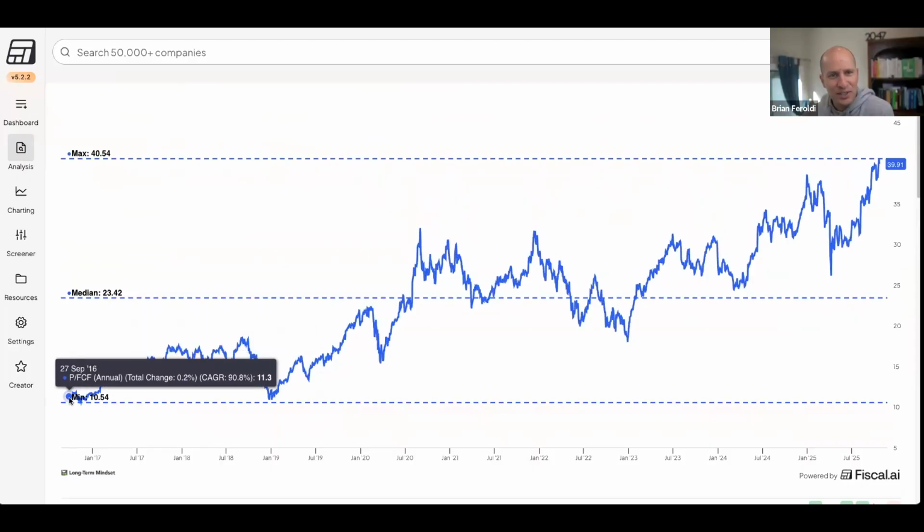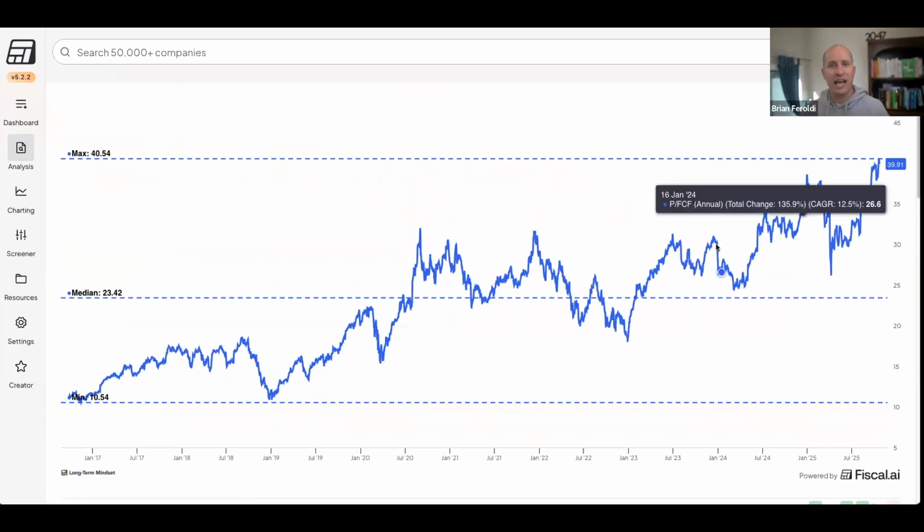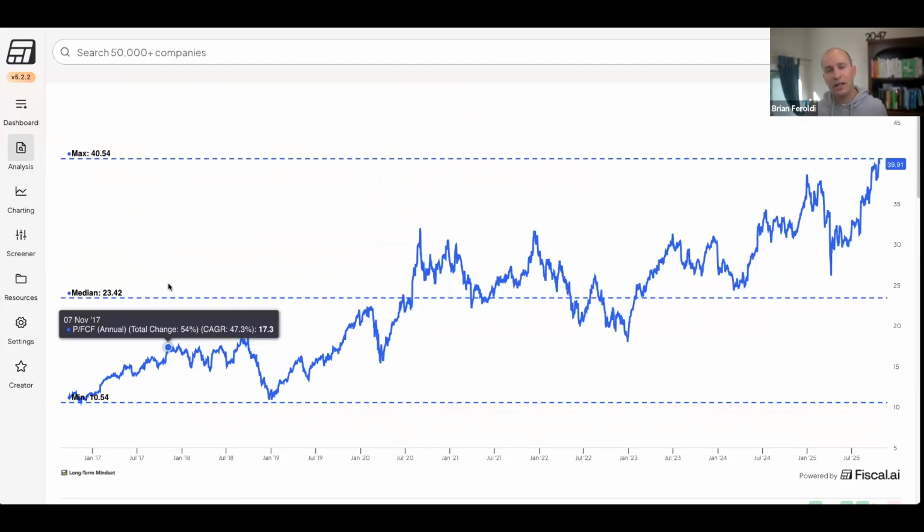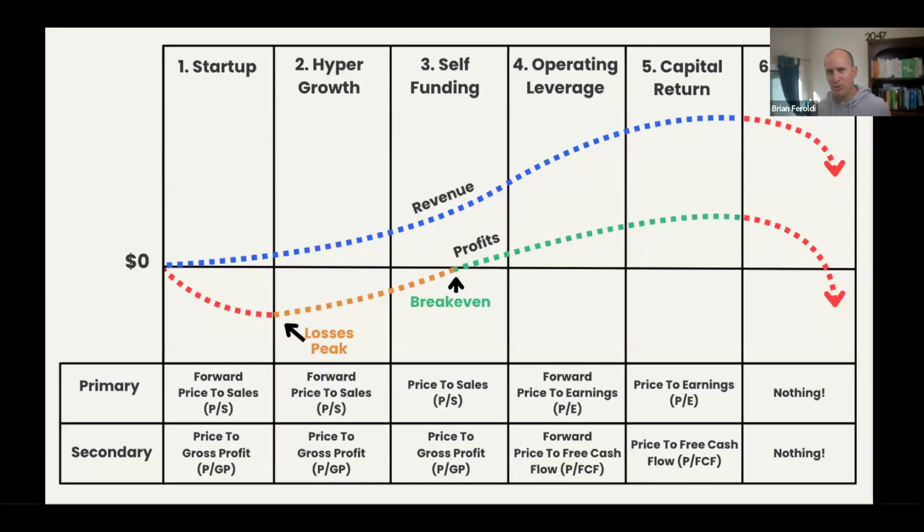This is when I sold, at 11 times price to free cash flow. Now it's 40 times price to free cash flow. So the 10-year average is 23 times price to free cash flow. I have a feeling I know how people are going to vote.